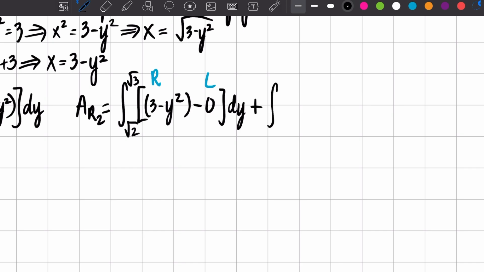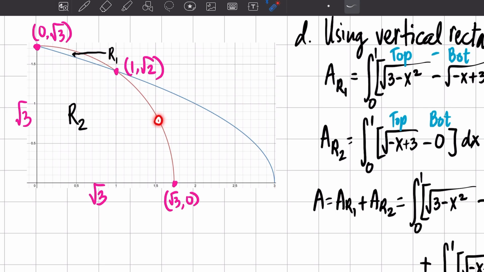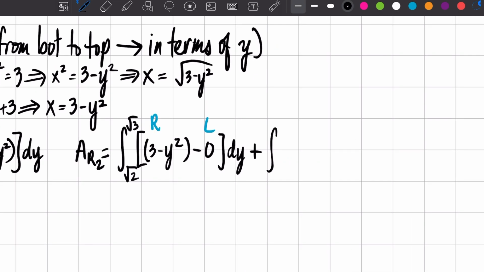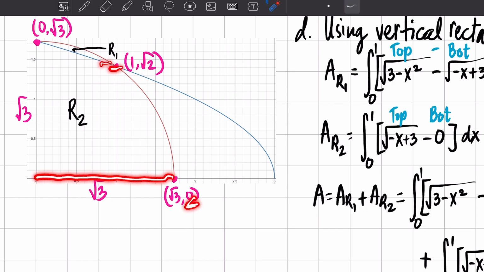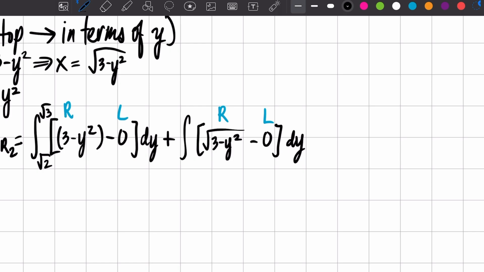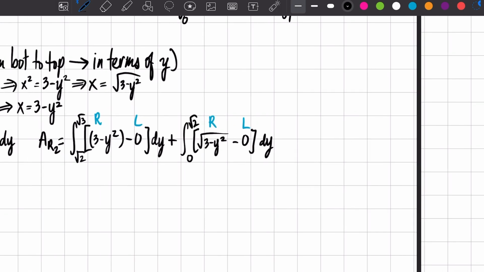Plus, for the second one, it would be the red curve minus the y-axis. So that's the square root of 3 minus y squared minus 0. This is your red curve, the right curve, and your left curve is the y-axis, x equals 0. And dy, and for our bounds, we are doing it from this level right here with y equals 0 until this one with y equals square root of 2. So that's from 0 to square root of 2.